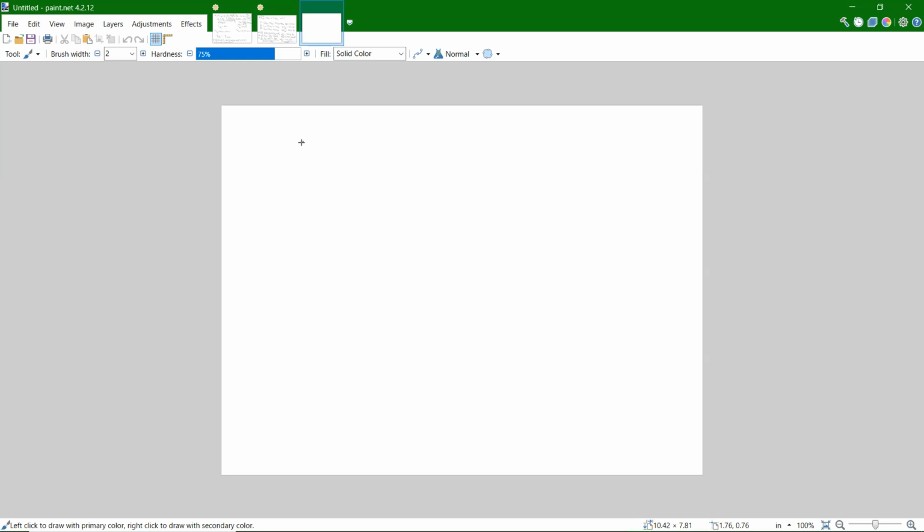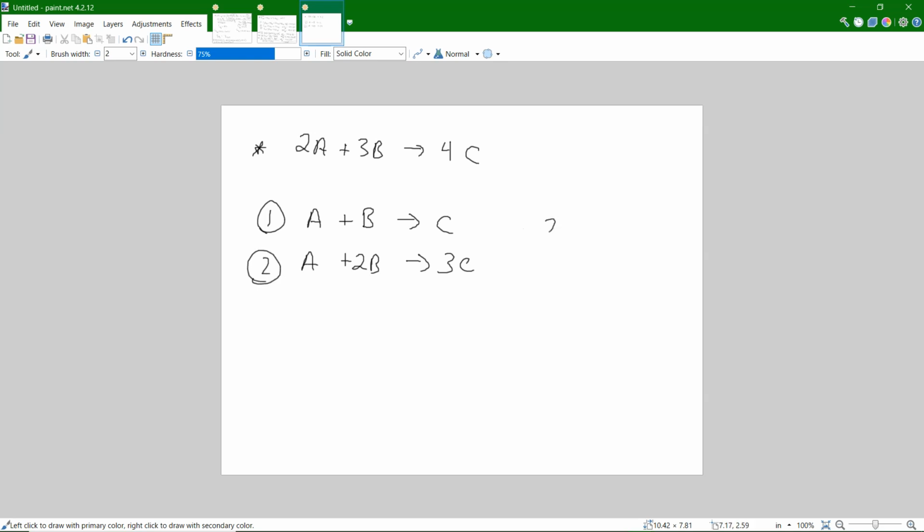But let's say I got 2A plus 3B goes to 4C. Okay, and let's say I have an equation A plus B goes to C, and A plus 2B goes to 3C. And this first equation, delta H naught of the reaction is 20, second one is minus 10.